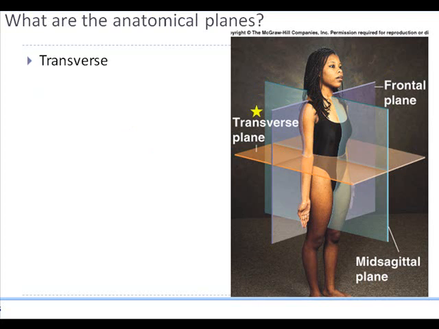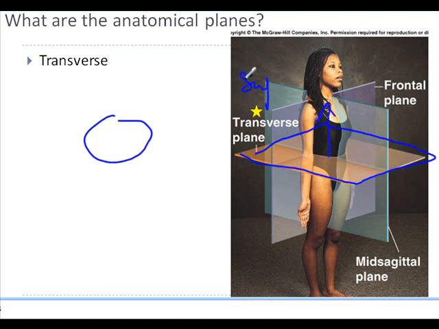Another one is transverse. Let's do it over here. So this is the transverse cut. Usually it will be like a cross section. You will always get the top part, which is the superior, and the bottom part, which is the inferior. So you have superior and inferior when you do a transverse section.